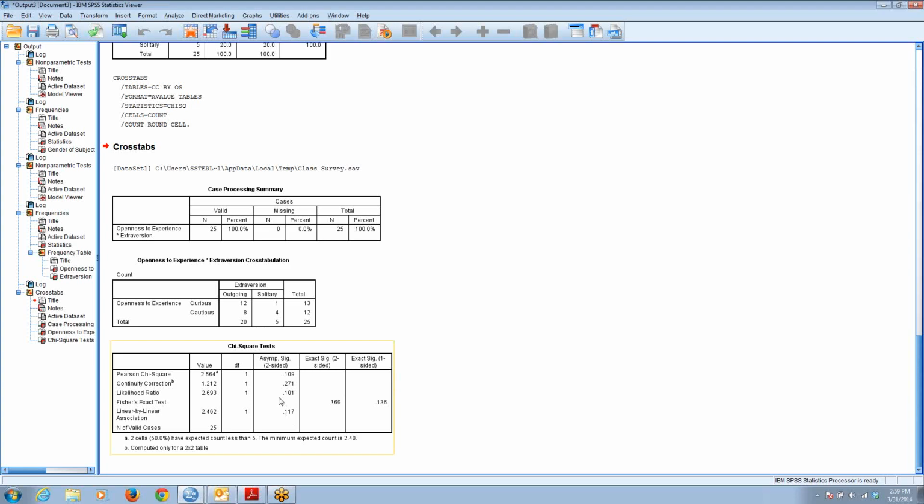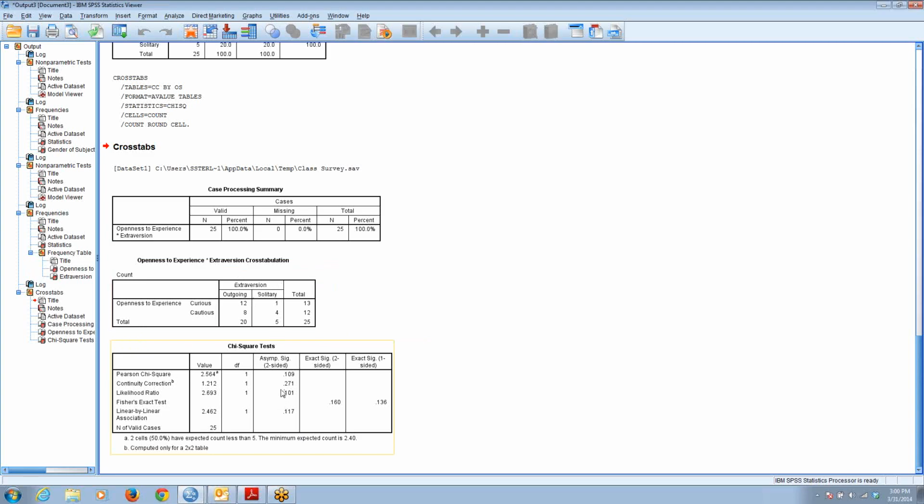But if we look at the significance, what we'll see is that the significance is not below 0.05. That's the magic number that we're looking for here. So under Pearson chi-square, the significance is 0.109, meaning that we do not reject the null hypothesis, meaning that we would say there is no significant relationship between openness to experience and extroversion.